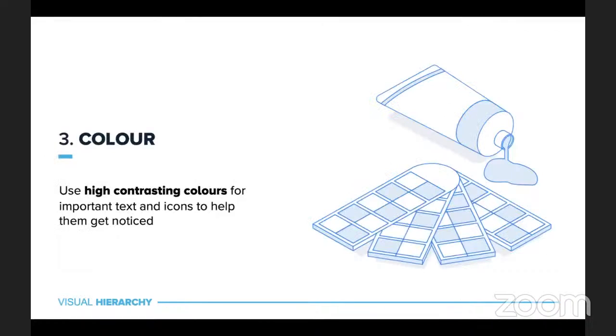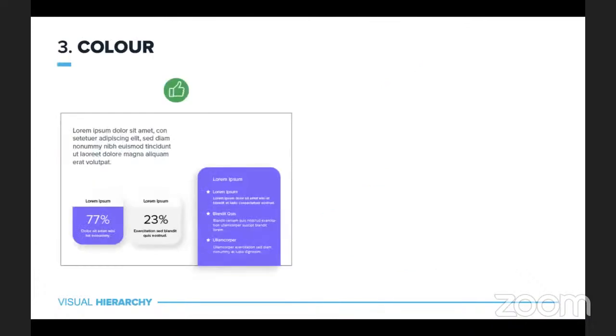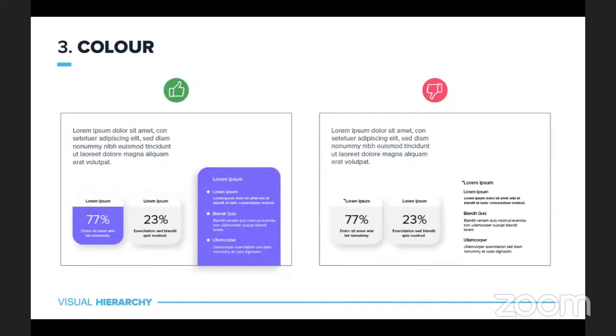Then we have color. So when you're designing a PowerPoint presentation, choosing colors shouldn't just be about what looks pretty. Try to use color with purpose. So having something like this compared to something like this, for example, by using high contrasting colors, you can really make important text and icons get noticed. You can also use colors to link certain elements visually, like done so here, where the percentage shown on the left has additional side notes, which is also highlighted in the purple color. So colors can be used quite effectively in presentation design.